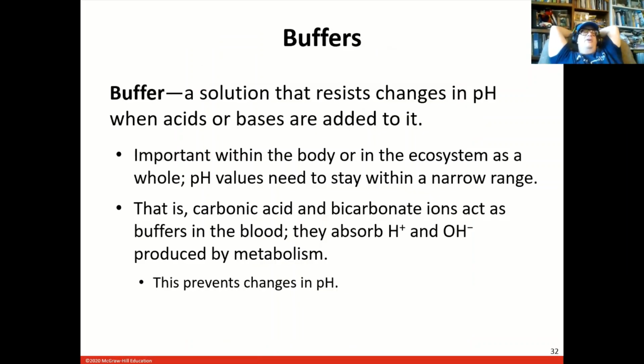So a buffer is a chemical that resists changes in pH. A good example of that: I've done classes before where we take a test tube of water and a test tube of blood plasma. We pour a little bit of hydrochloric acid in each one. When we do, the pH of the water one drops. The pH of the blood plasma, nothing happens.